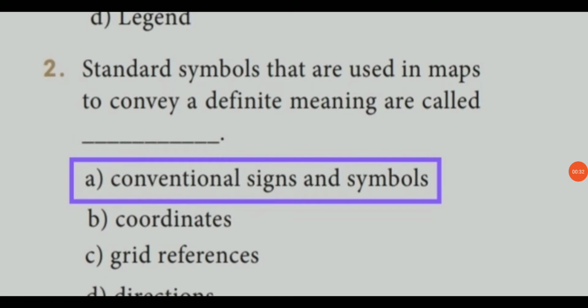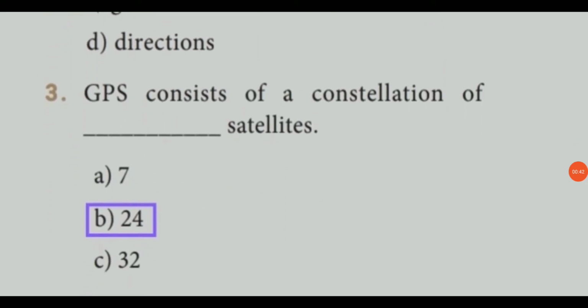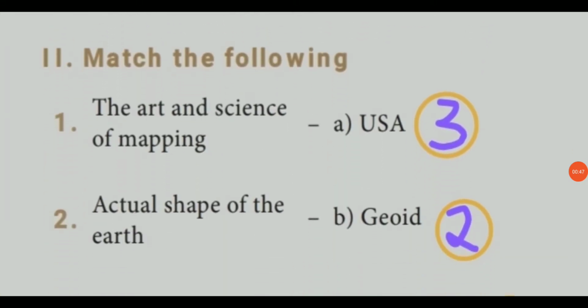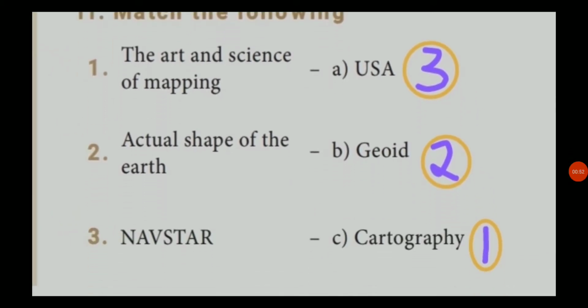Second one, standard symbols that are used in maps to convey a definite meaning are called conventional signs and symbols. GPS consists of a constellation of 24 satellites. Your second topic, match the following. The art and science of mapping is cartography. Second one, actual shape of the earth is geoid. Third one, Navstar. This was the satellite sent by USA.